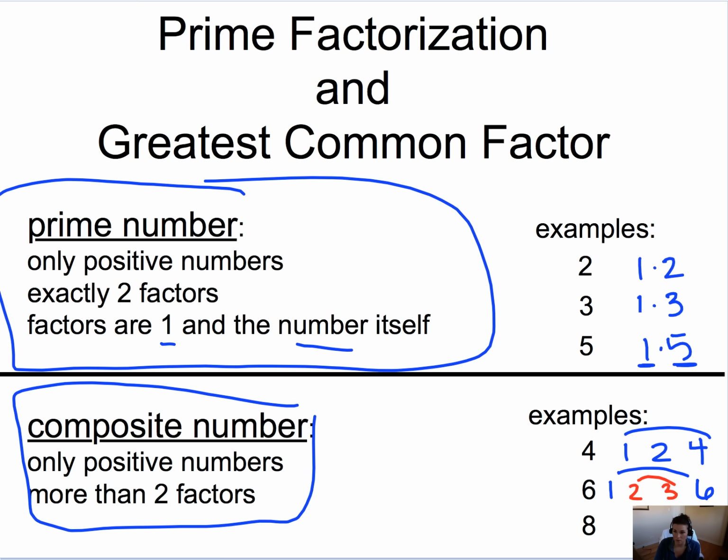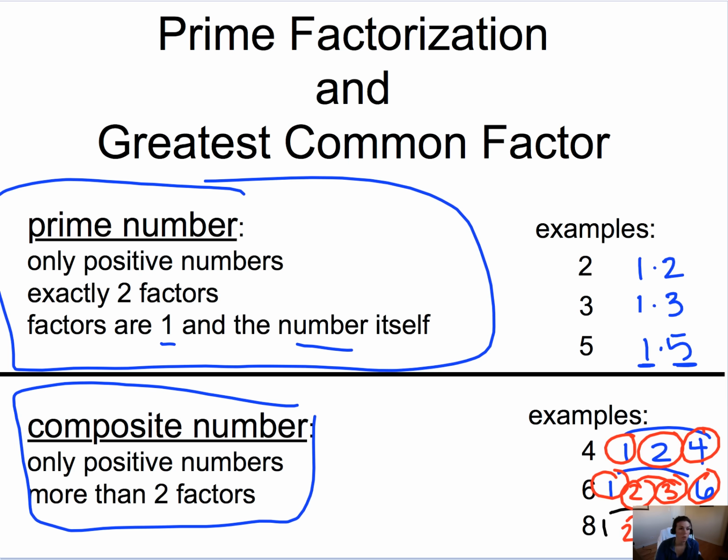Remember how we did the factors the other day. And then for 8, you can have 1 times 8. You can have 2 times 4, and that's it. But there are more than two factors. For 4, we have 1, 2, 3 factors. For 6, we have 4 factors, okay? So that's the difference between a prime and a composite.